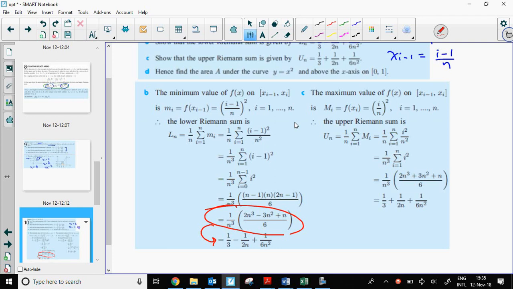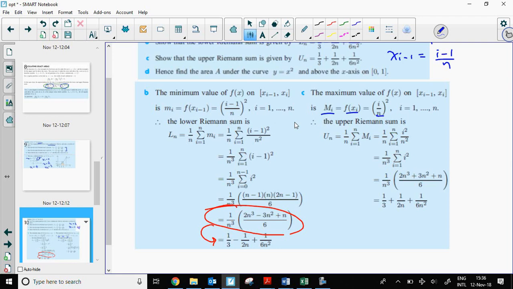Are you loving this right now? Oh my gosh. Okay, so the maximum value, we're going to call it capital M. That x value is going to have to be at the right end of the subinterval, since we have an increasing function. So that'll be x sub i. And then in here, instead of i minus 1, we'll just have i over n squared. Okay, wonderful.